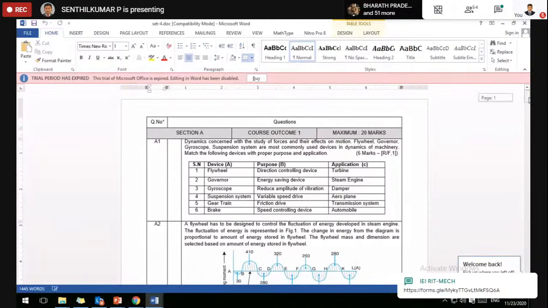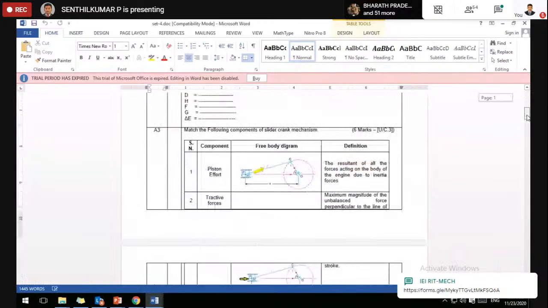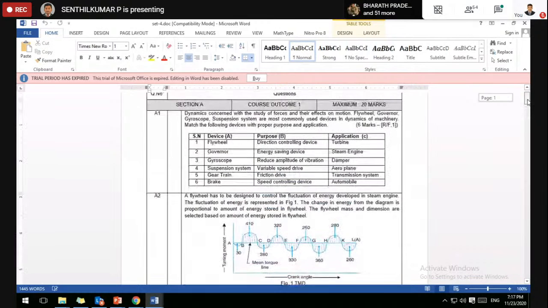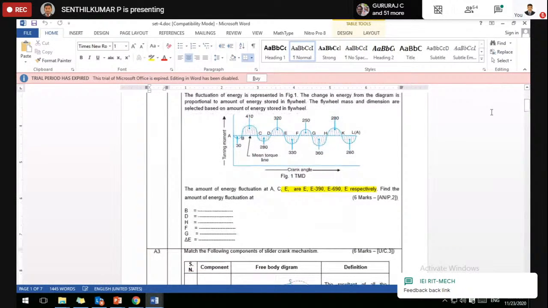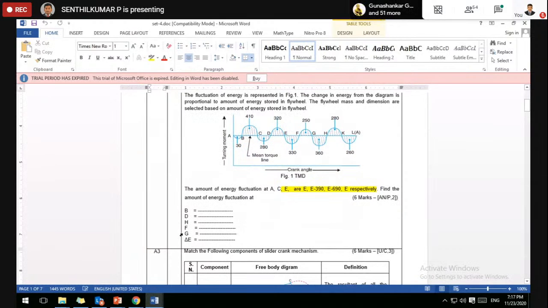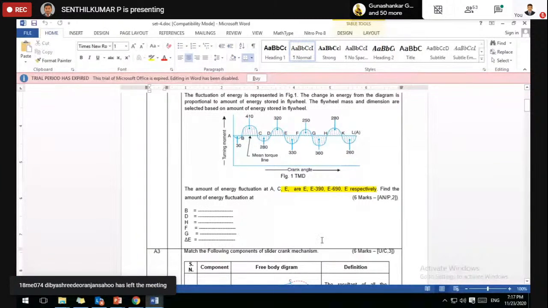I will give you another option. This is what we use in our college: the same multiple choice, but linked questions, 6 marks, where you have to match the following. It is still an MCQ type only. See that: what is the value of B, D, H, F, G? Like that we will ask, same 1 mark. It's an MCQ only.